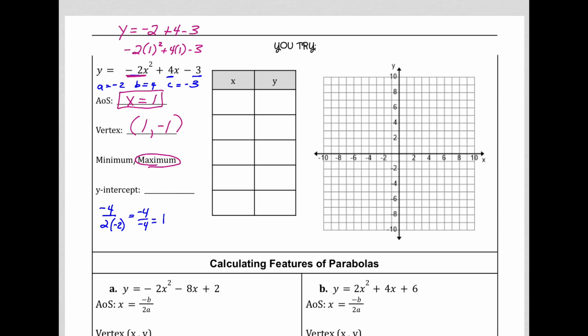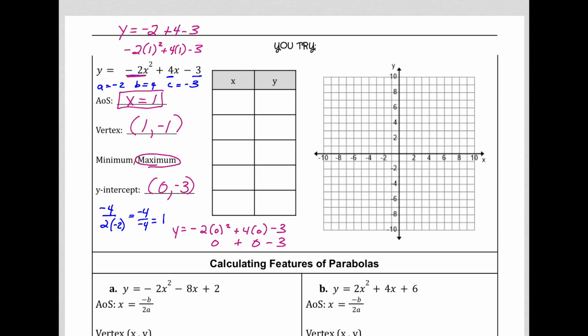So again, now to find the y-intercept, remember that's always when x equals 0. So if I put a 0 into that equation, I'd have -2 times 0 squared plus 4 times 0 minus 3. We know that this equals 0, this equals 0, and then we have a -3. So 0 plus 0 minus 3 is -3. Okay, so we filled out all of those.